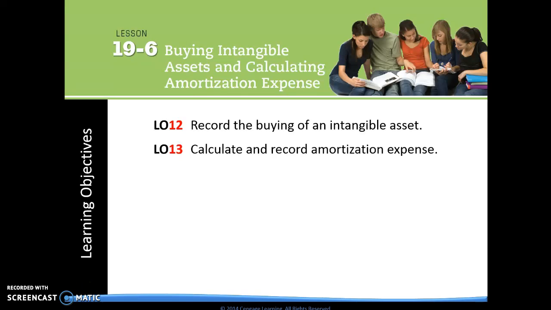Okay, 19.6, buying intangible assets and calculating amortization expense. We have two learning objectives. You need to record the buying of an intangible asset, and you need to be able to calculate and record amortization expense.